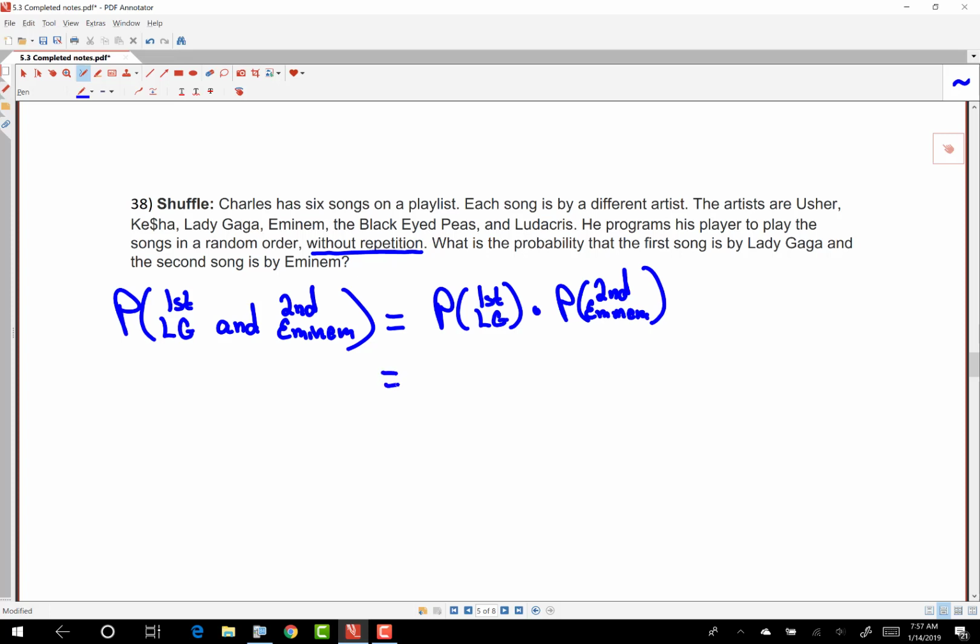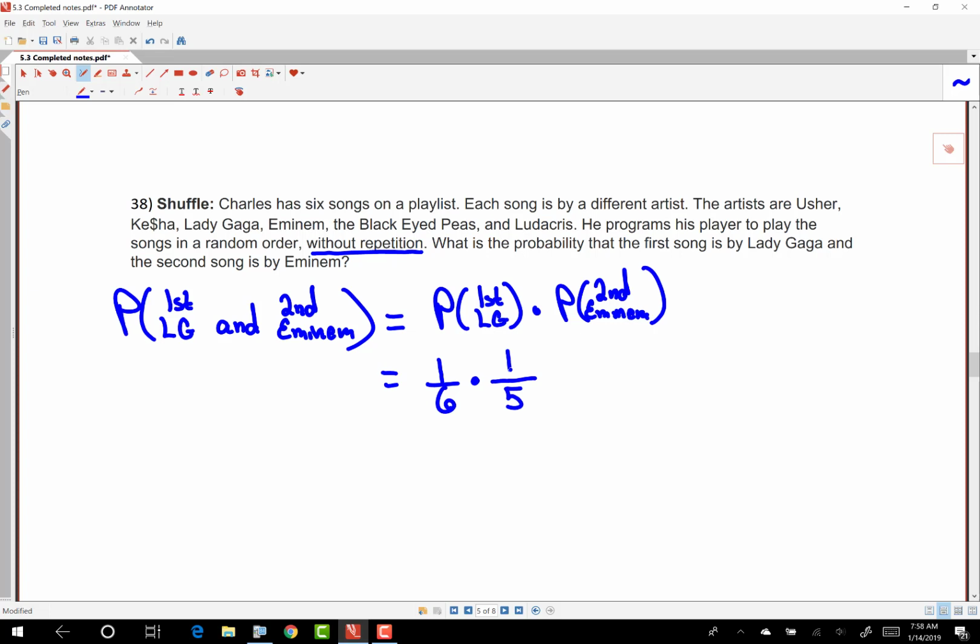Okay, so what is the probability that the first one is Lady Gaga? Well, she has one song out of the 6 songs on his playlist, so that would be 1 out of 6. Now, they're being played without repetition, so it's not going to choose the Lady Gaga song when it goes to choose the second song.